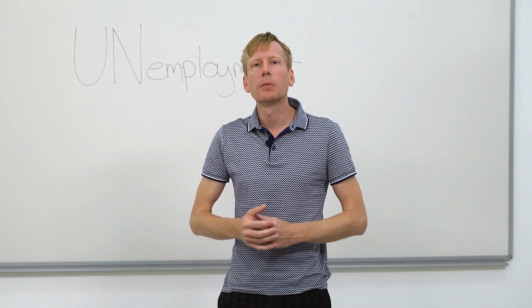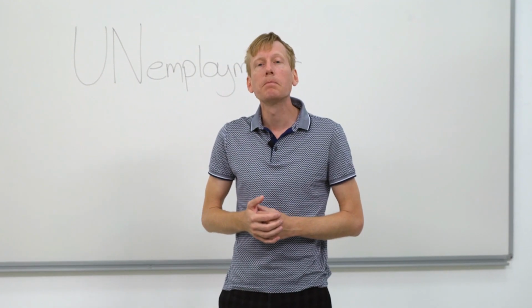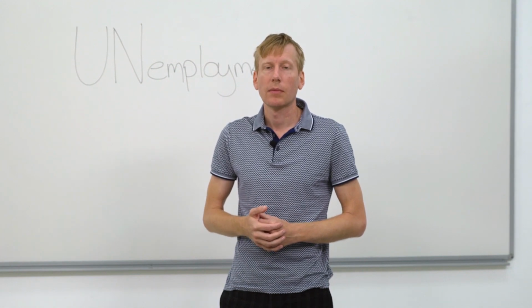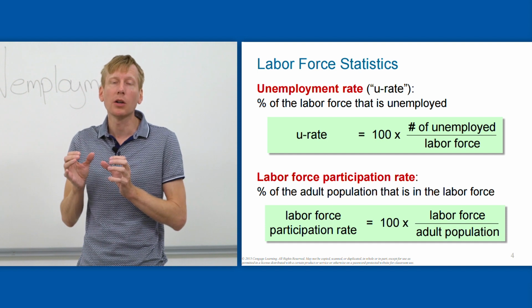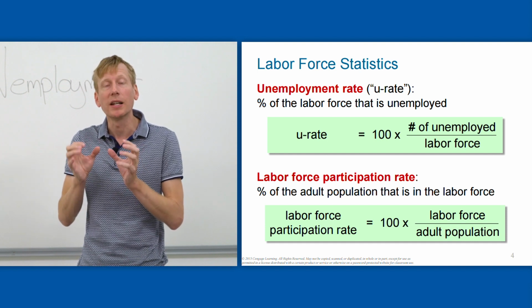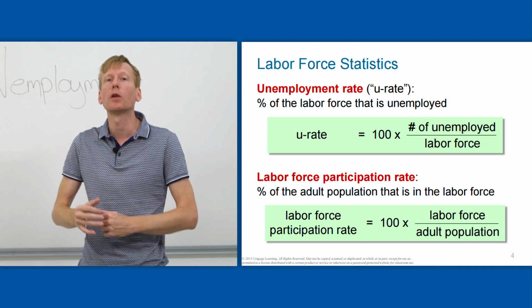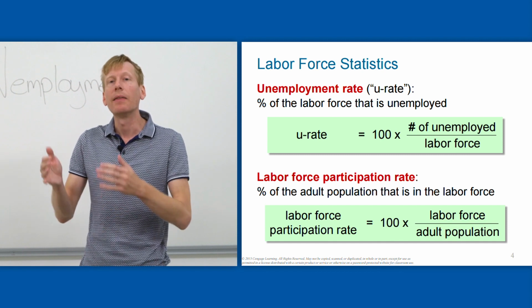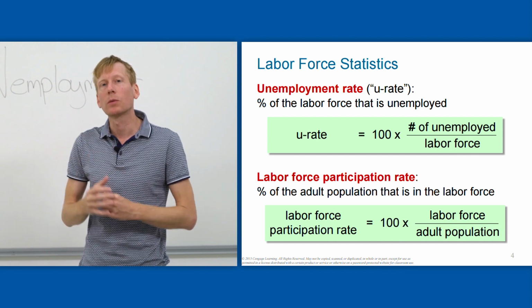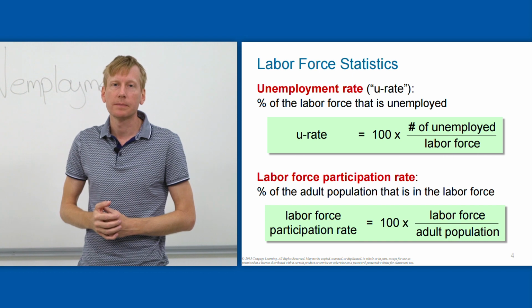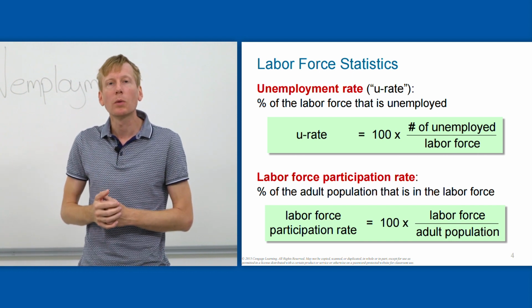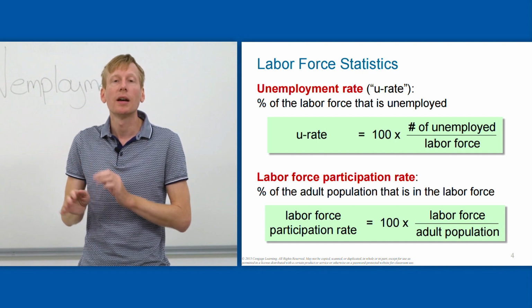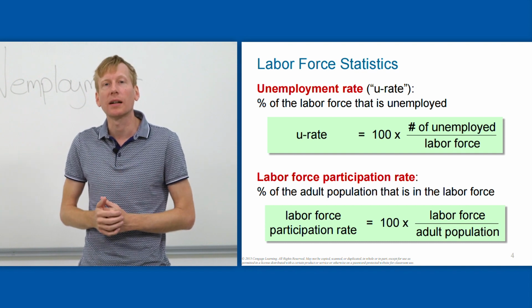Now, when the Bureau of Labor Statistics calculates an unemployment rate, they take that number of people who say that they are unemployed in that category. So they don't have a job, but they are looking for a job. And they divide that by the total size of the labor force. That's unemployed plus employed. And people who are not in the labor force don't factor into that unemployment calculation at all.